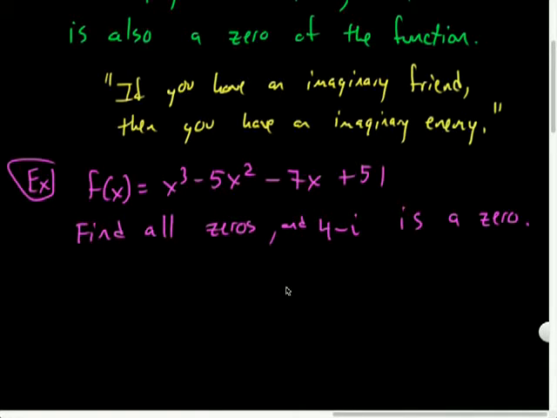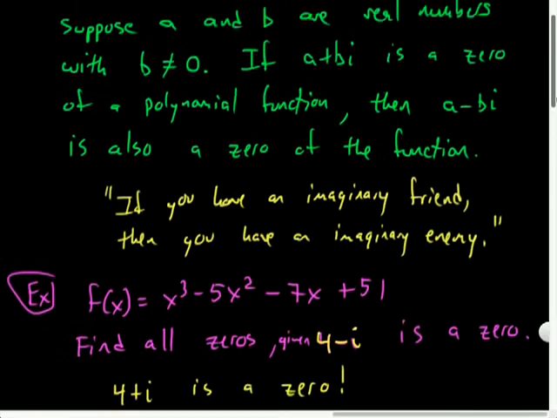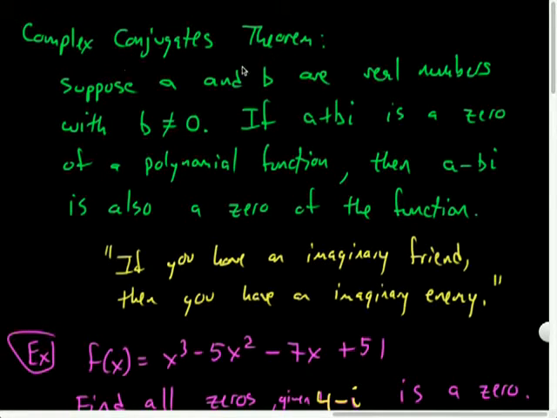All right, or given maybe that 4 minus i is a zero. That might make more sense. Given 4 minus i is a zero. So here's the idea. If 4 minus i is a zero, what do you automatically know? Therefore, 4 plus i is a zero. And how did you know that? The complex conjugates theorem, right?